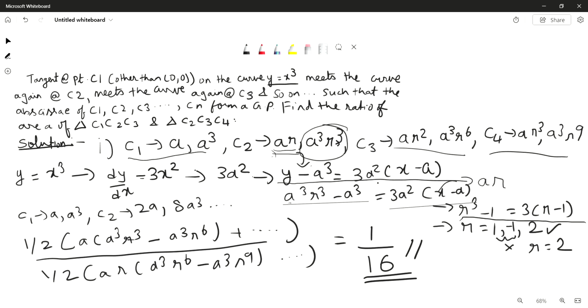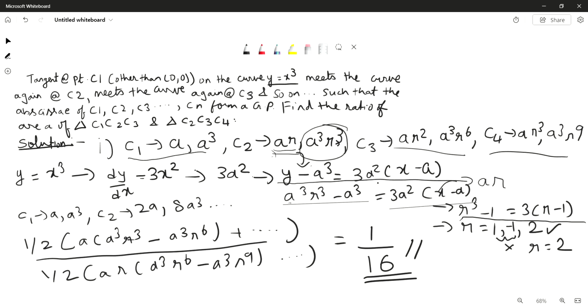Cancelling the common a square terms, I get this equation: r cube minus 1 equals 3 into (r minus 1). If I use the identity r cube minus 1 equals (r minus 1) into (r square plus r plus 1), you get r equal to 1, minus 1 and 2. Obviously 1 and minus 1 cannot be the solution because the terms have to be in geometric progression. So r equal to 2 is the only possible solution.